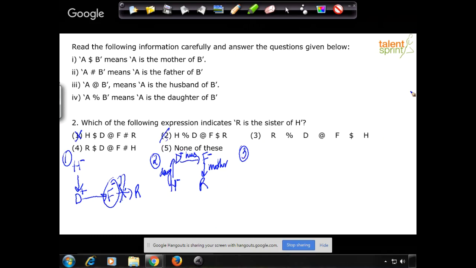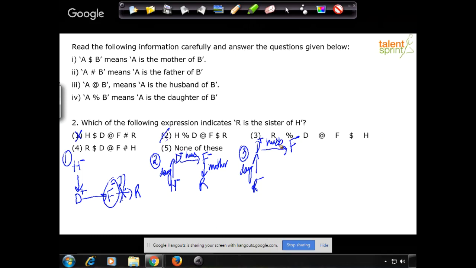R percentage D means that R is the daughter of D. The second part says D at the rate F, which means D is the husband of F. So D being the husband becomes male, F being the wife becomes female. Here the relationship is of a husband.